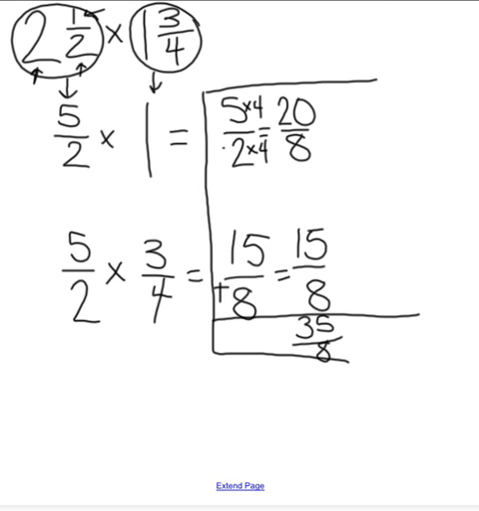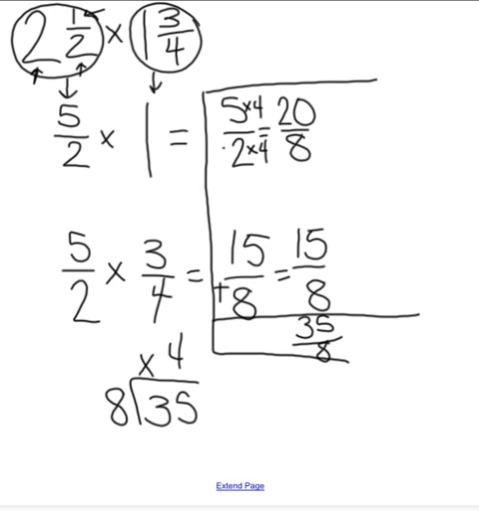35/8. I am not done yet, however, because this is an improper fraction. I need to turn it back into a mixed number. In order to do that, I am going to divide the denominator into the numerator. 8 cannot go into 3. 8 times a number cannot equal 3. However, I can get awfully close to 35 when I'm multiplying 8 by a number.